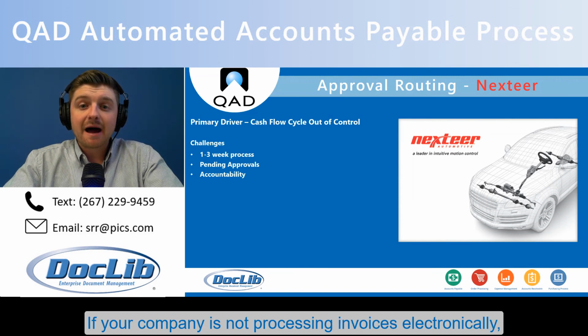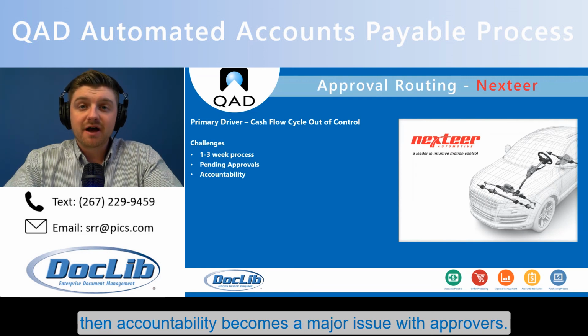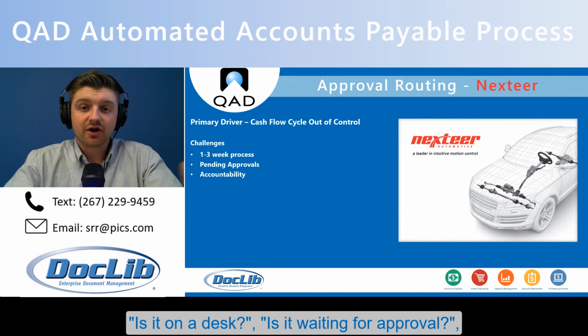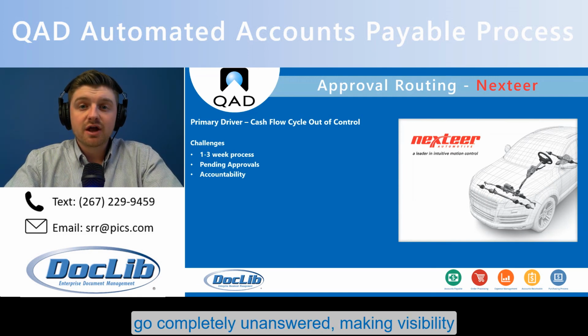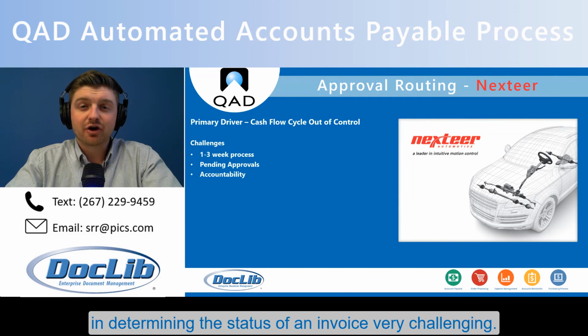If your company is not processing invoices electronically, then accountability becomes a major issue with approvers. Questions like, where's the invoice? Is it on a desk? Is it waiting for approval? Go completely unanswered, making visibility and determining the status of an invoice very challenging.